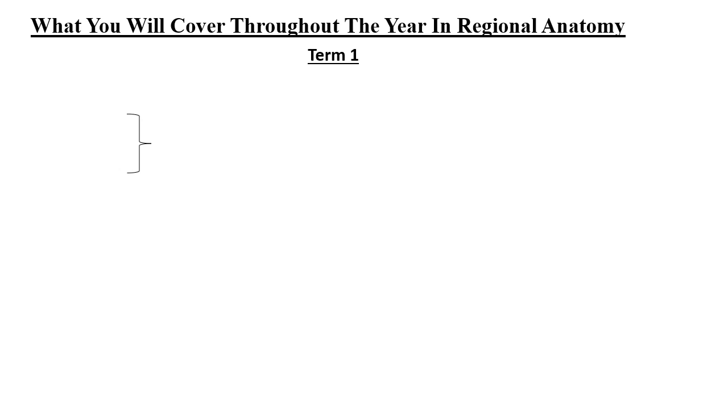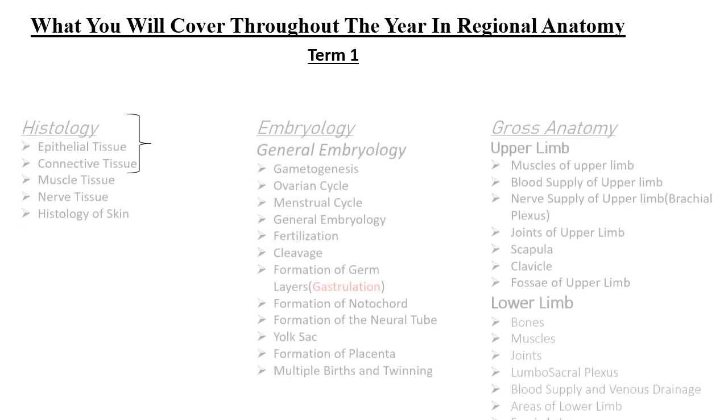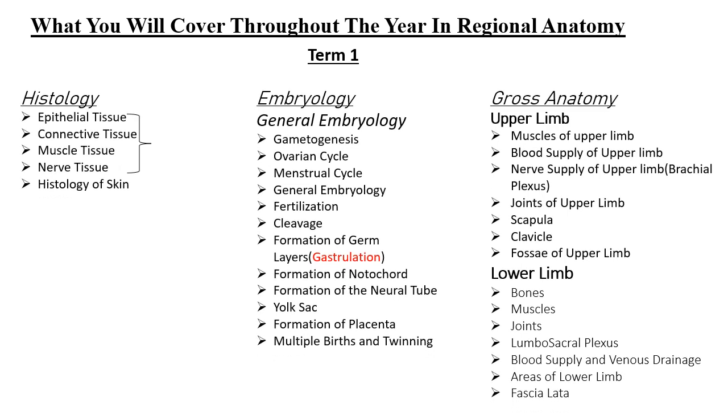But your lecturers will give you more significant guidance. So in histology, you will learn epithelial tissue, connective tissue, muscle tissue, and nerve tissue. These are the four basic tissues of the body. Then you also look at the histology of the skin.